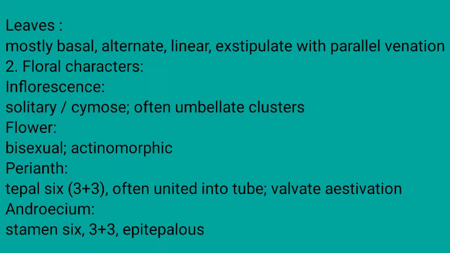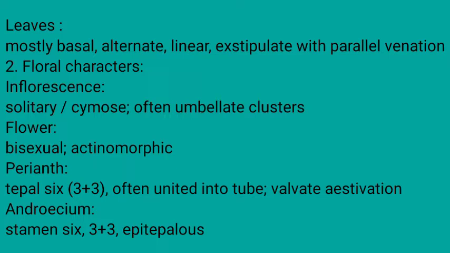Coming to flower, flowers are bisexual, which means they contain both androecium and gynoecium, meaning stamens and pistil. And flowers are actinomorphic. We can cut these flowers into two equal halves in any vertical plane passing through the center. Coming to perianth. Perianth means undifferentiated calyx and corolla, which means sepals and petals are the same in color. We cannot distinguish this is sepal and this is petal.